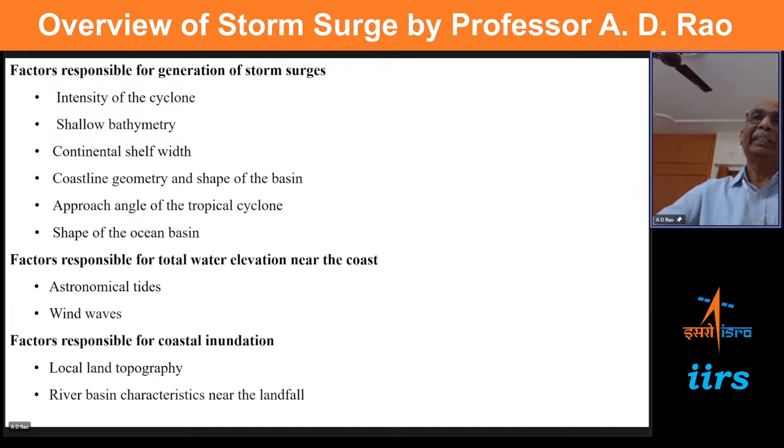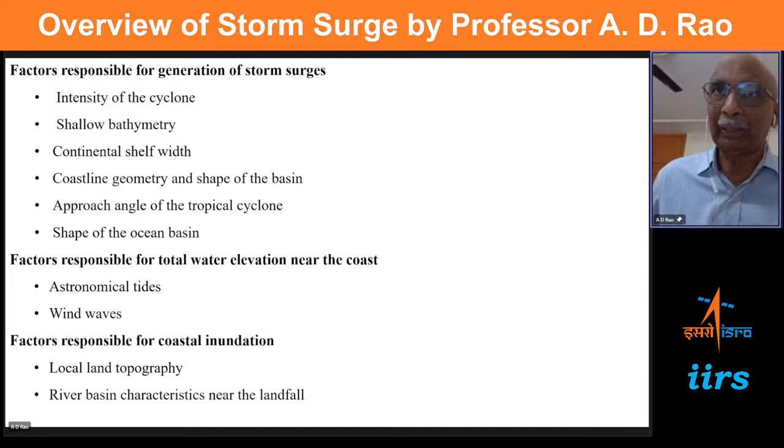Similarly, continental shelf width, which I already explained, and coastal line geometry and shape of the basin. Our coastline is not like a straight line. The geometry of the coastline changes drastically from place to place. At some places you have a concave shape, in some places you have a convex shape. So what kind of coastal geometry you have in a particular region is very, very important. If it is concave, then most of the energy is trapped. If it is a convex type, then the energy dissipation is large. So it all depends.